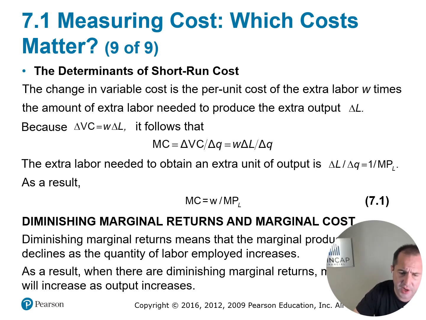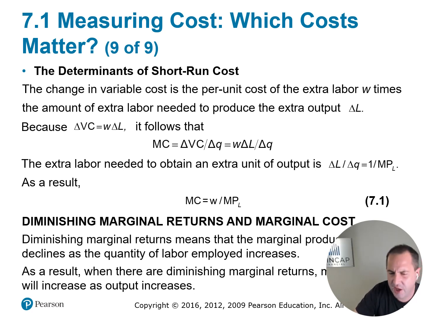The change in variable cost is the per unit cost of the extra labor times the amount of extra labor needed to produce the extra output. So because change in variable cost equals change in labor, this is the equation here. I will not quiz you on the equation, but it's good for you guys to know conceptually. The extra labor needed to obtain an extra unit of output is change in labor over change in quantity.